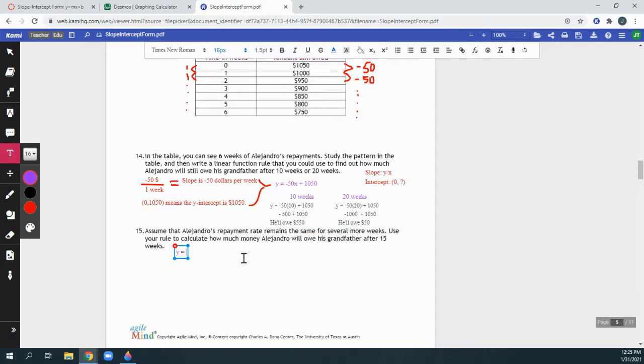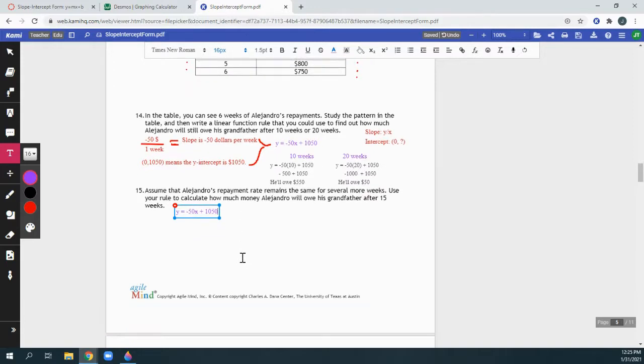So y equals mx plus b, but we have negative 50 for our m, our slope. It goes down by $50 every week. Mx plus 1050. Okay, this will seem magical. It's okay for it to seem magical for some of y'all. If it seems boring, it's because you've done it a lot. Okay, so let's use that.